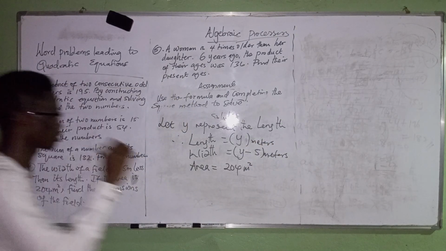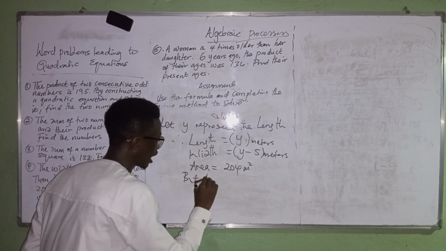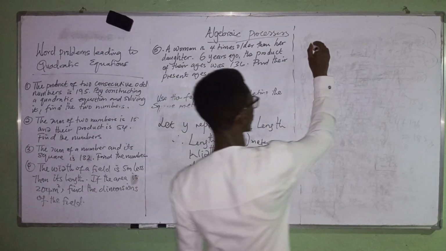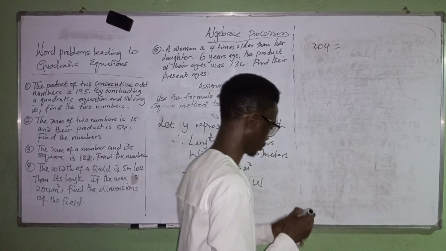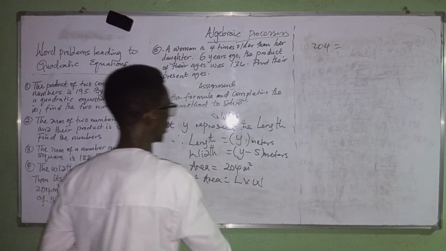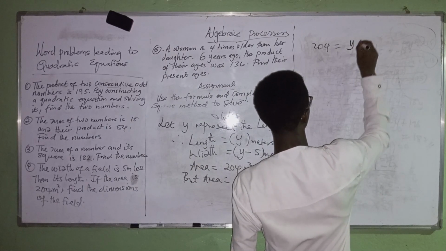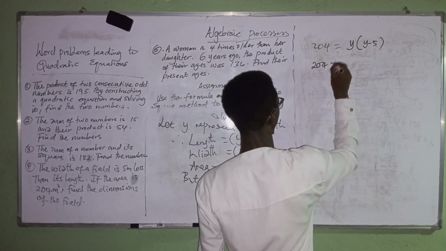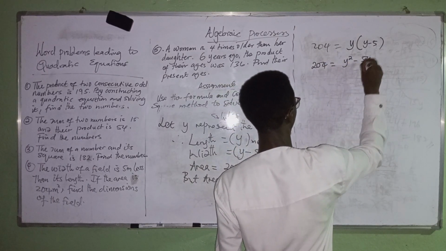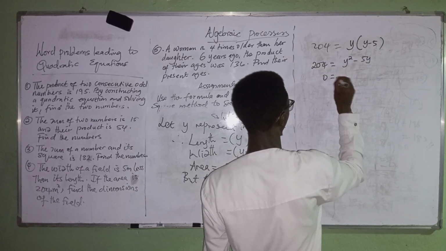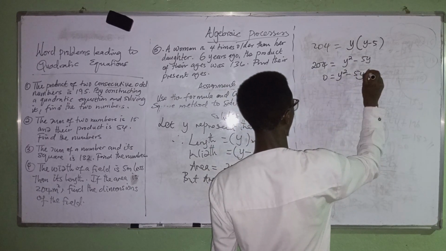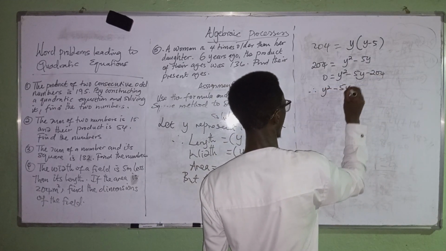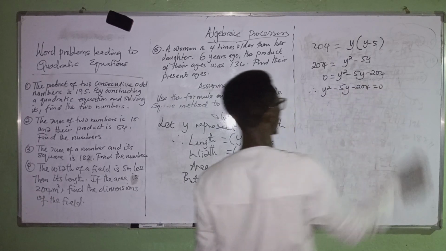Now, we know that area is the length times the width. So the area is 204 equals the length, which is y, multiplied by y minus 5. So this gives you 204 equals y square minus 5y. You transpose, this becomes 0 equals y square minus 5y minus 204. So therefore y square minus 5y minus 204 equals 0.